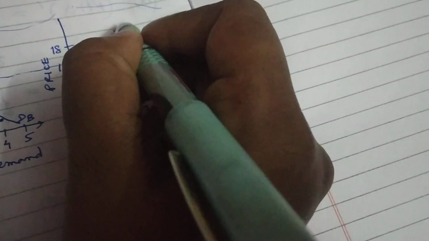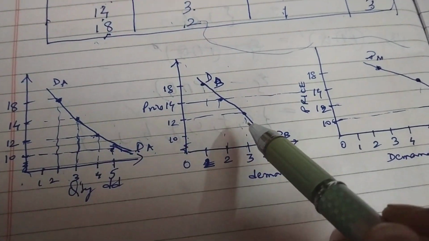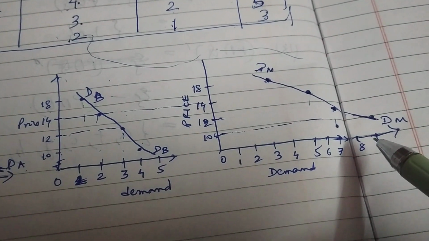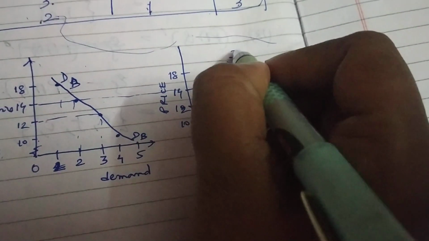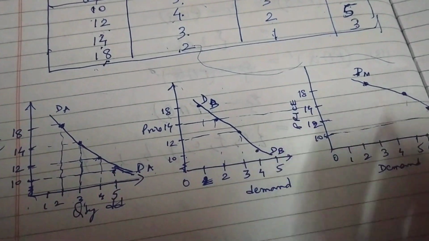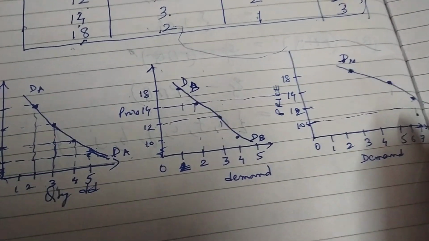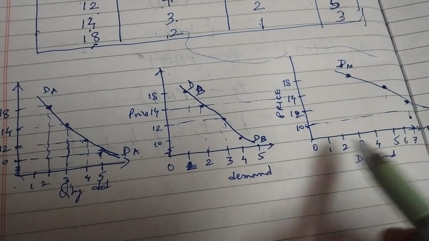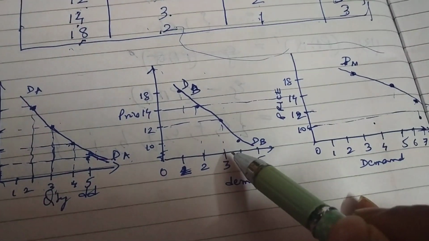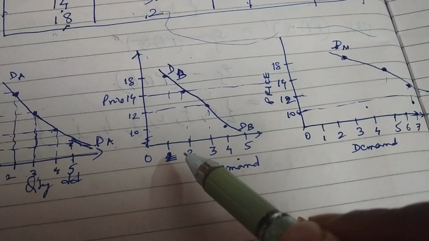I get a market demand curve DM. But if you see, the individual demand curves are relatively steeper than the market demand curve, which is much flatter. So the market demand curve DM is much flatter than the individual demand curves. Why? Because this market demand curve is obtained by the horizontal summation of the individual demand curves.